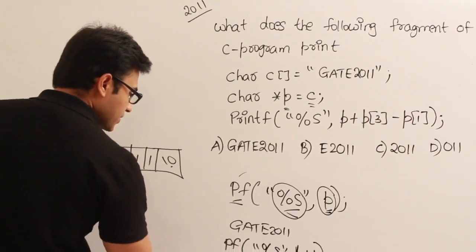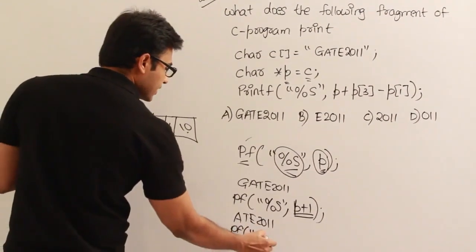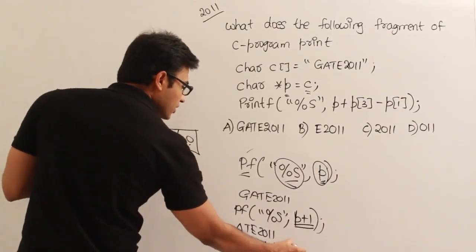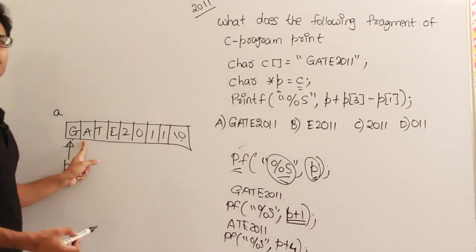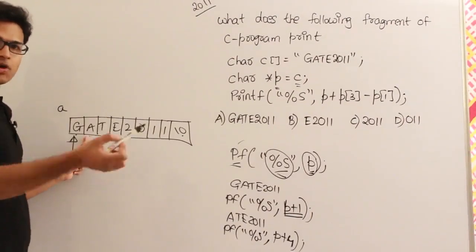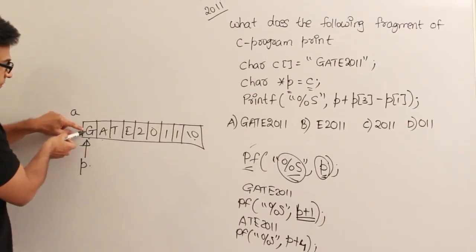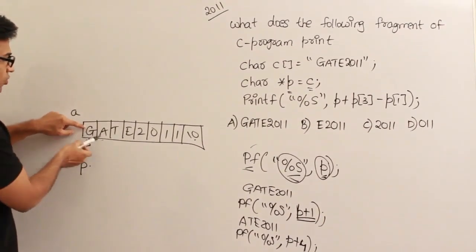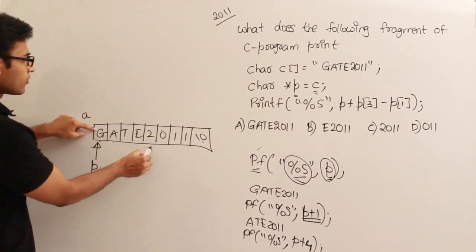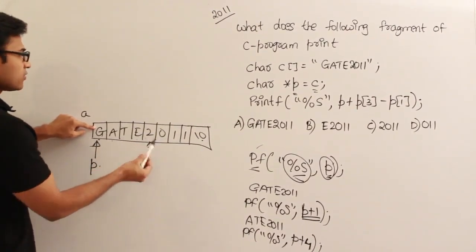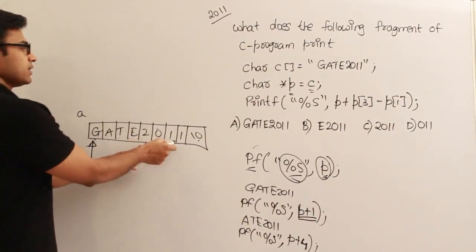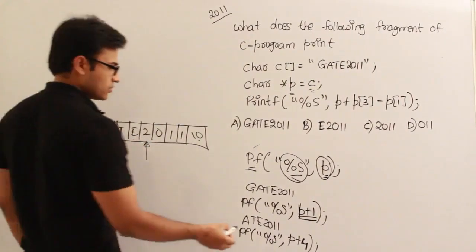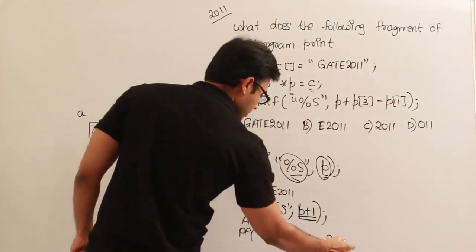Let us see what happens with printf %s p plus 4. What is p plus 4? If p is pointing to an element, then p plus 4 will point to the fourth element beyond that. If p is pointing to G, then p plus 4 will be pointing to the fourth element, 1 2 3 4, which means this one. Then what will be printed? 2011. From here we start and we print till the null character. So this one is going to print 2011.